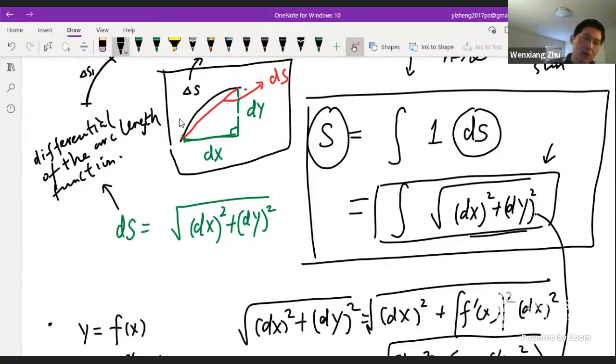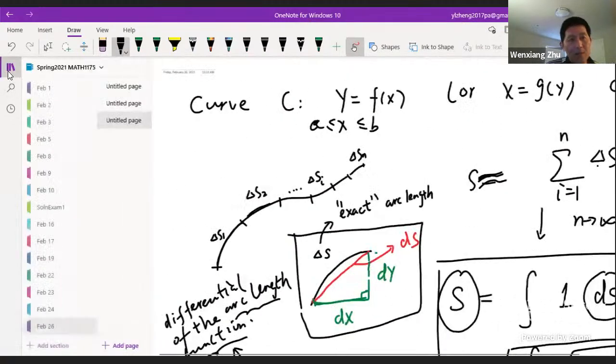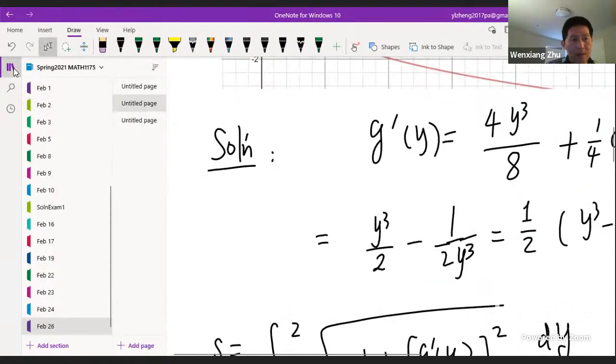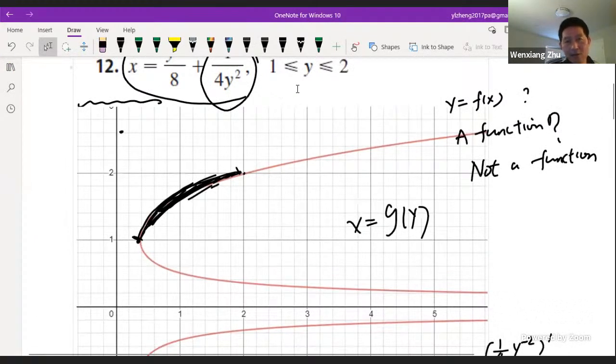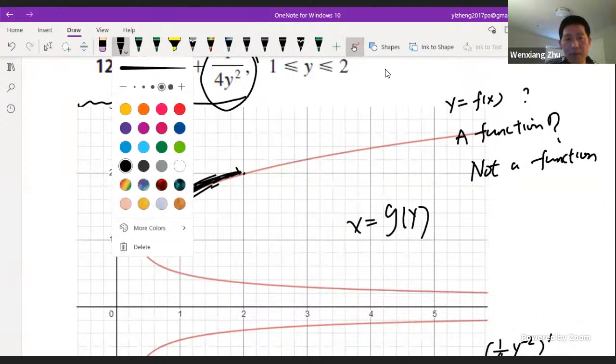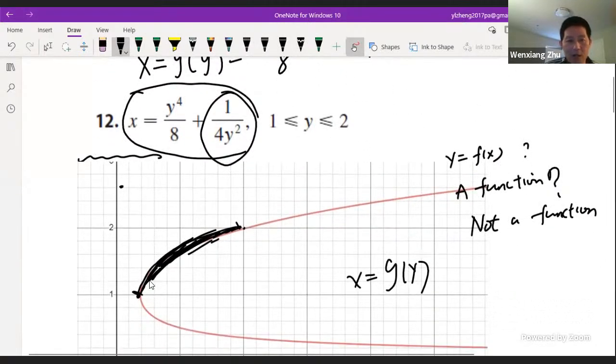One more question. If you read the book, it says the so-called arc length function. People say arc length is just a number, so how come it becomes a function? Well, maybe the previous example can serve as a way to explain this. In that example, I found the arc length as y goes from 1 to 2. And I can modify this problem a little bit. Instead of asking you to find the arc length as y goes from 1 to 2, I can ask you another case.